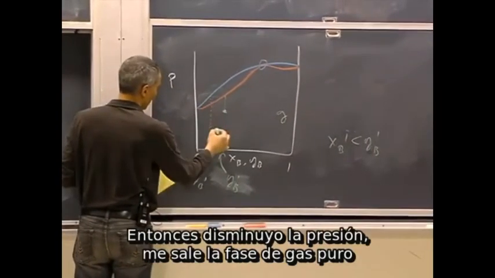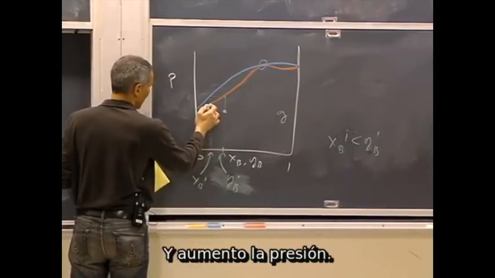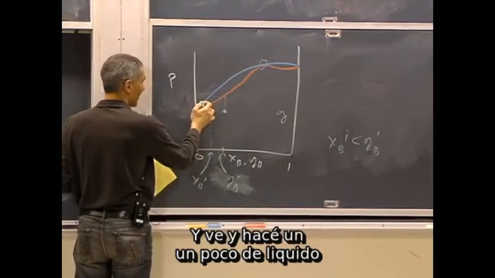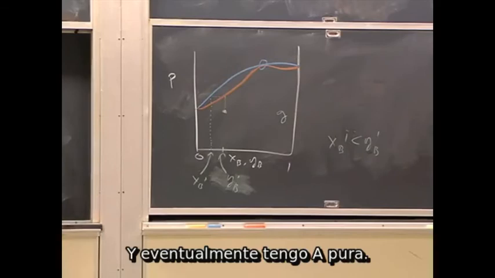So I decrease the pressure. I get the pure gas phase of my new solution here, and I increase the pressure and go over and make a little bit of liquid and capture that liquid and repeat the process over and over again, and eventually I have pure A.